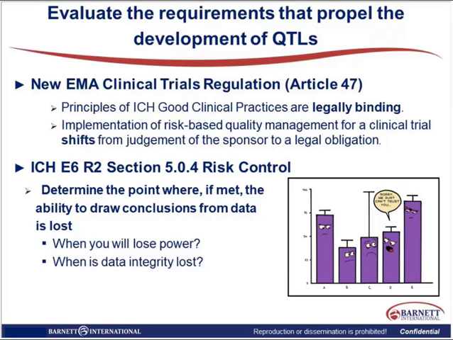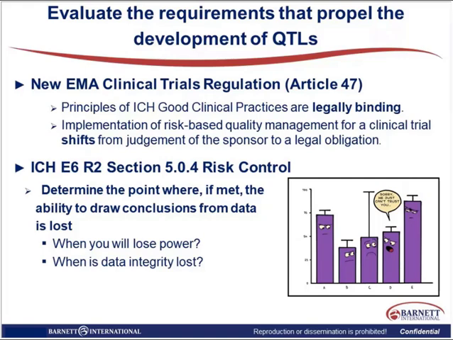And then the reference in E6 is Section 504, the risk control, and very specifically it speaks to determining a point where, if met, so that's now telling you that there is a lower limit and an upper limit, the ability to draw conclusions from the data is lost. So at what point is the data so compromised or is the data not enough that you cannot draw a conclusion from the data? So when will you lose power? When is data integrity lost?